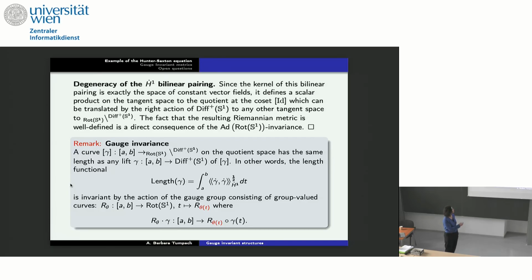So if on this curve gamma, I act by a rotation which depends on time, here my time is between A and B, let's say. What I'm doing is I take the curve gamma, which is in the top space, and at each time I act with a different rotation. Then the curve that I get will have exactly the same length.